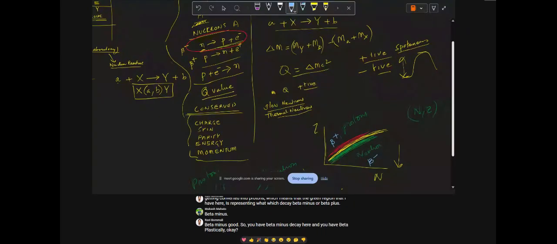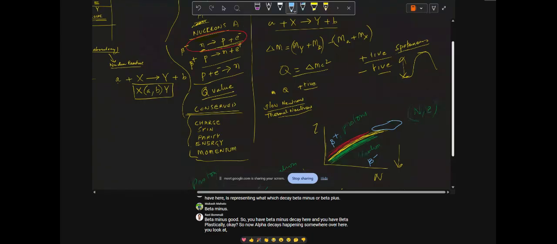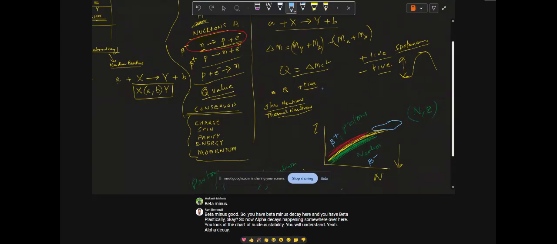Okay. So now alpha decay is happening somewhere over here. If you look at the chart of nuclear stability, you will understand. Alpha decay is a characteristic of heavy nuclides that have atomic mass greater than 150. So if A is greater than 150, in the region of 150, then those nuclides prefer to do what?